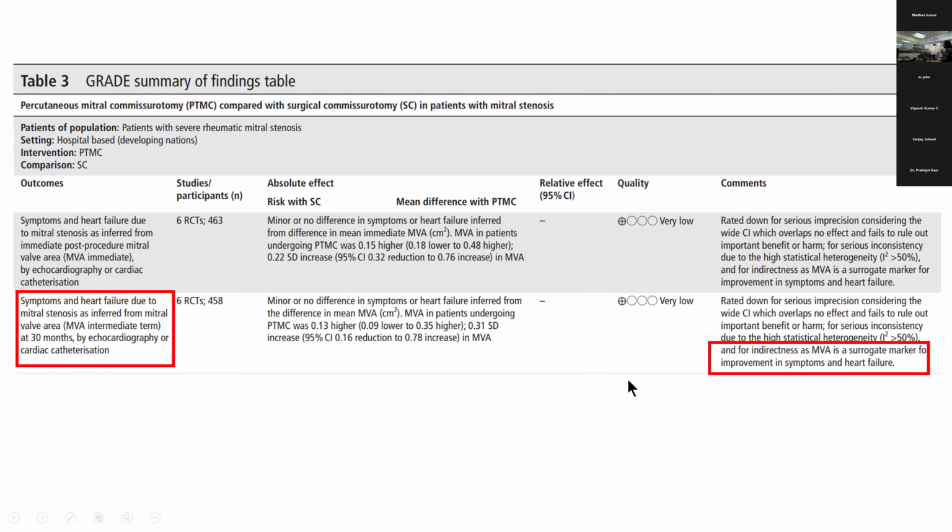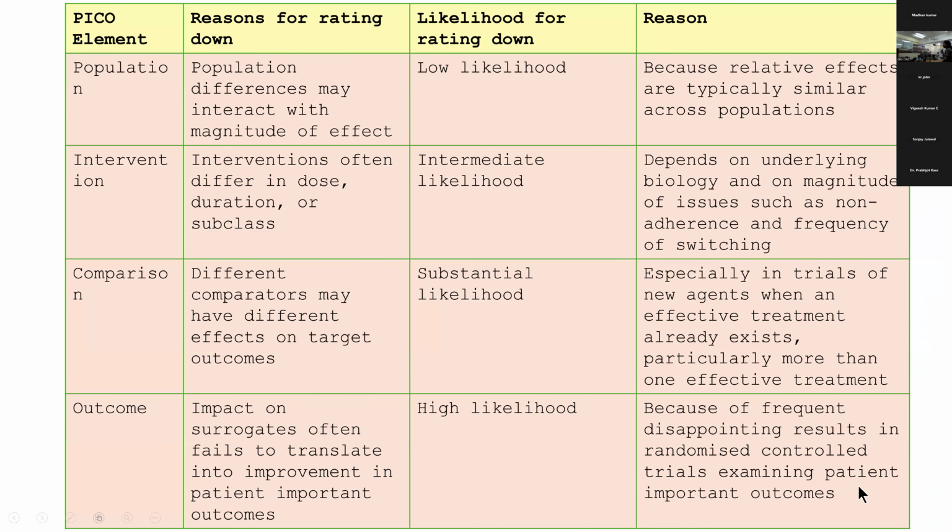But look at the quality of evidence. They have rated it down one for imprecision, one for inconsistency, and they have also rated it down for indirectness, as mitral valve area is a surrogate marker for improvement in symptoms and heart failure. So it's important to downgrade for surrogacy also. Just to summarize, in the PICO elements, you can have indirectness in the population, the intervention, comparison, and outcome.